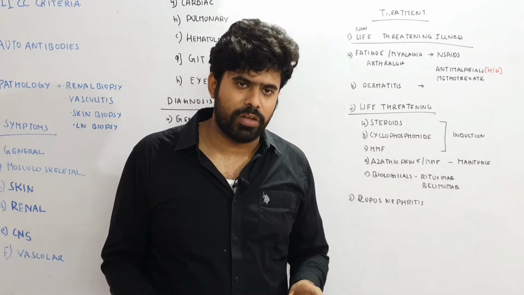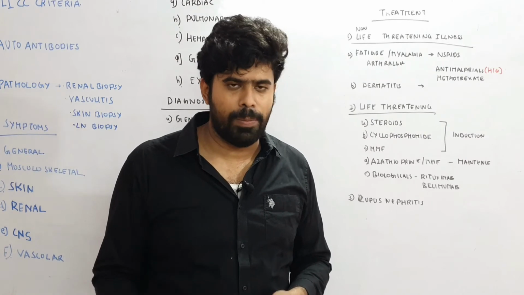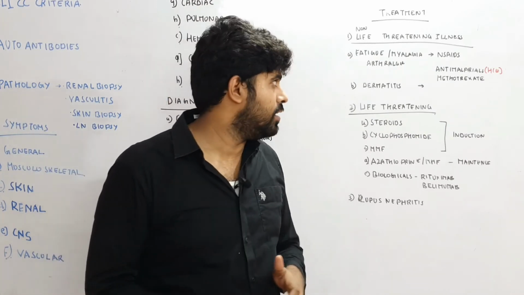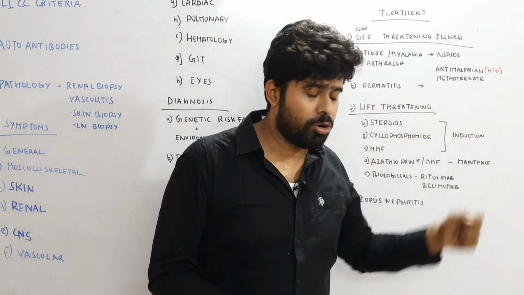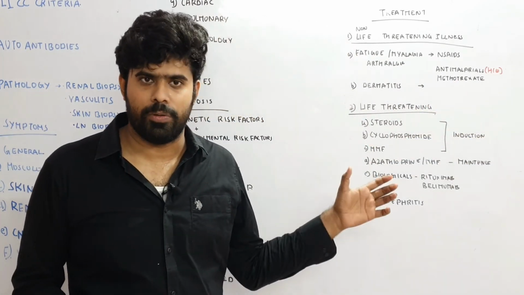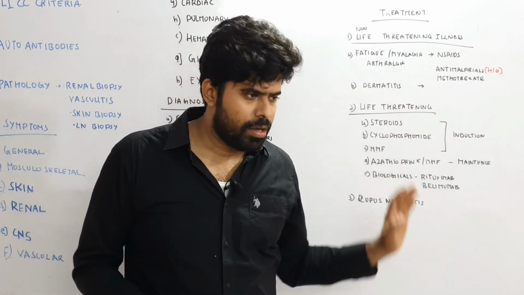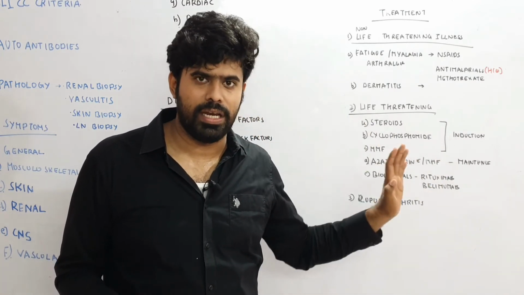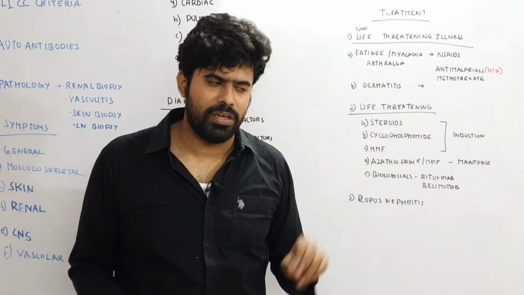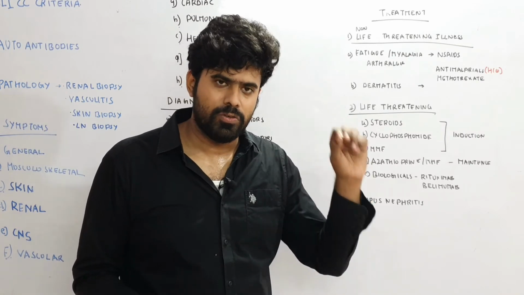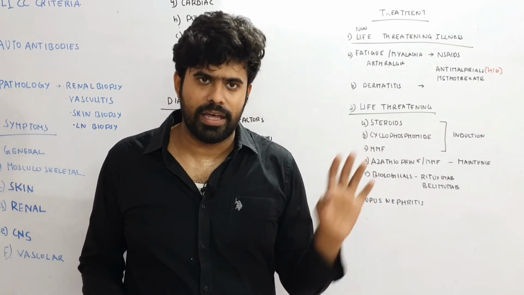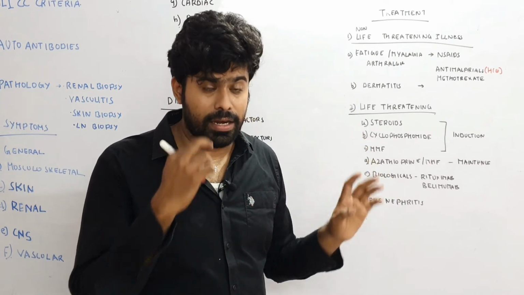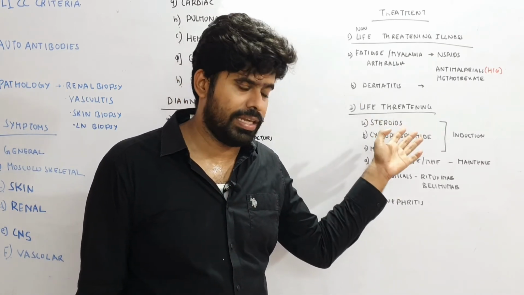If NSAIDs are not effective, we can go for steroids. Namely, prednisolone 1 mg per kg can be started. And the other group of drugs will be hydroxychloroquine. Hydroxychloroquine can be given at a dose of 200 mg BD, but the problem with hydroxychloroquine is that you have to go for a fundus examination. It is notorious to cause optic neuritis. So fundus examination should be done once yearly. Other than that, hydroxychloroquine is a safe drug and it can be given in an SLE patient.